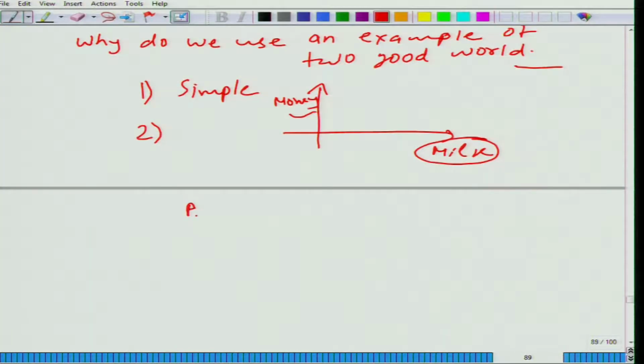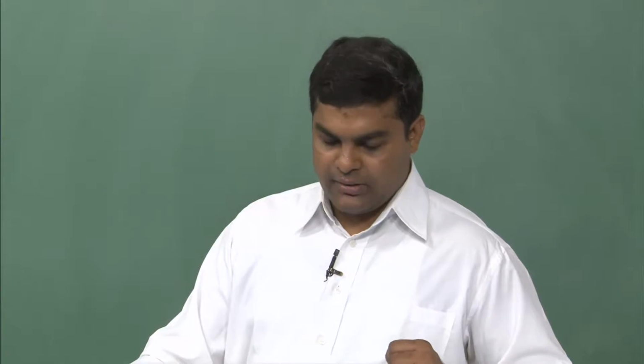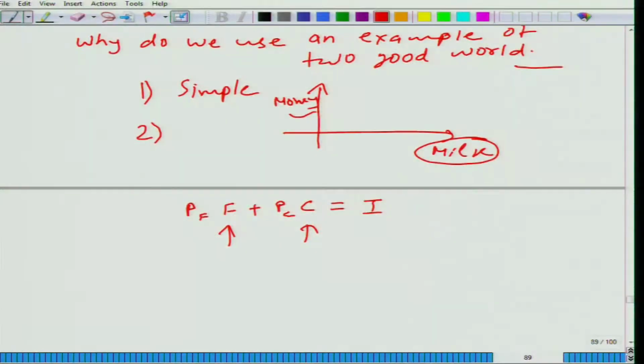Let us look at this example: Pf, the price of fish, times F plus Pc, the price of coconut, times C is equal to I. F and C you are controlling to a certain extent, as long as this equation is satisfied. How about Pf, Pc and I? They are beyond you, they are the parameters, you take them as given. Now let us see what happens when all the parameters go up by 100%. Nothing will change.